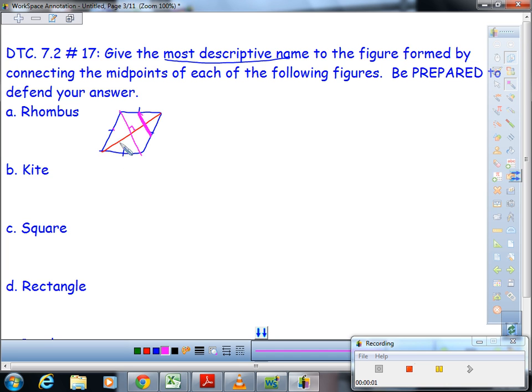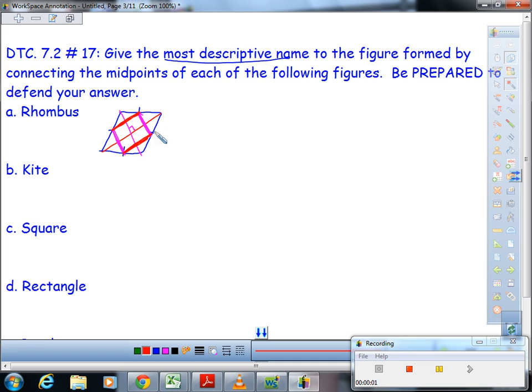how are these pink segments related to the pink diagonal? Due to the midline theorem, they are parallel to the pink diagonal, and they are half of the pink diagonal. Now, how do these red segments that I'm drawing relate to the red diagonal? They're parallel to the red diagonal and half the measure.